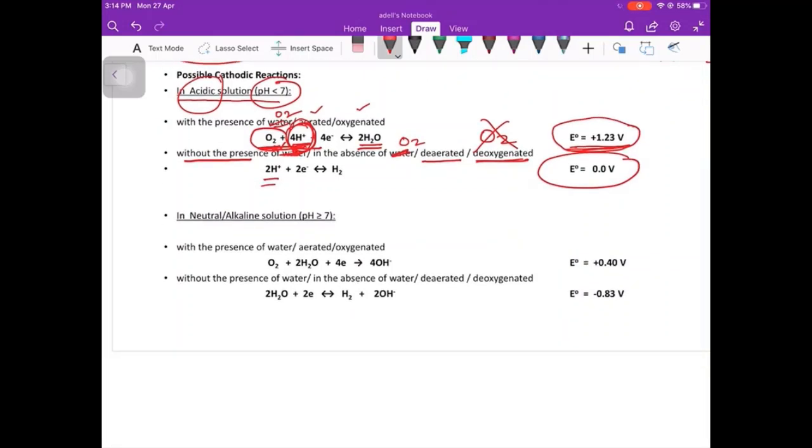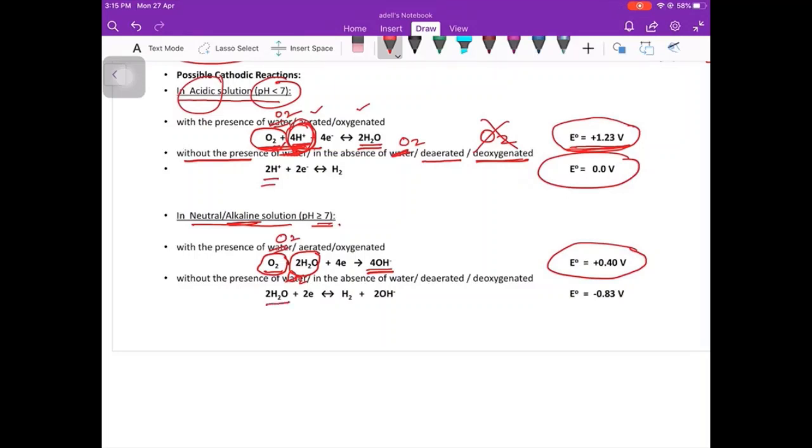If you expose the metal to a solution that is neutral, pH 7 or more, or alkaline, in the presence of oxygen, also known as aerated, you must use the half cell at 0.40. This is alkaline or neutral, and this solution contains oxygen, so it will form hydroxide.